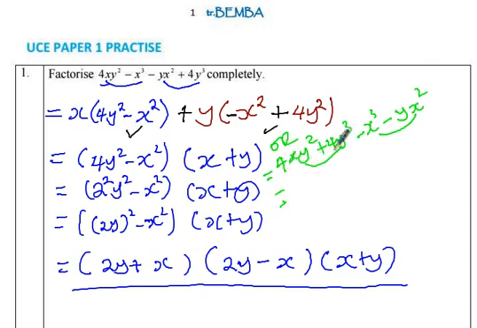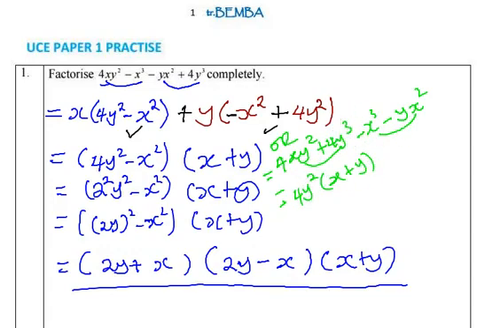I have a 4 here, and a 4 here, so 4 is common. I have y squared, y cubed. Since this one has a higher power, what is common is the y with the lower power, which is y to the power 2. Then I open brackets. What do I remain with here? x. Then what do I need to multiply by this to get 4y to the power 3? I need to add a y. When we multiply this by this, we go to this.